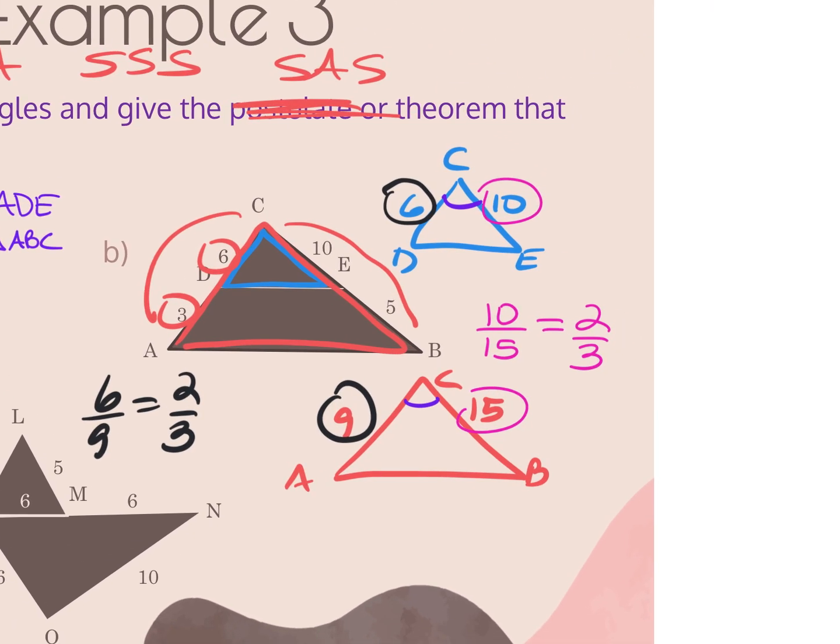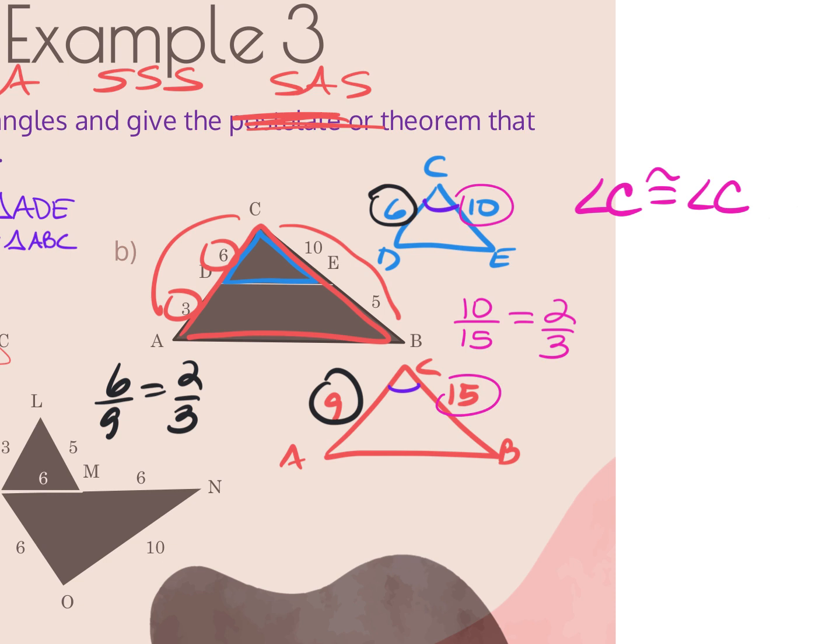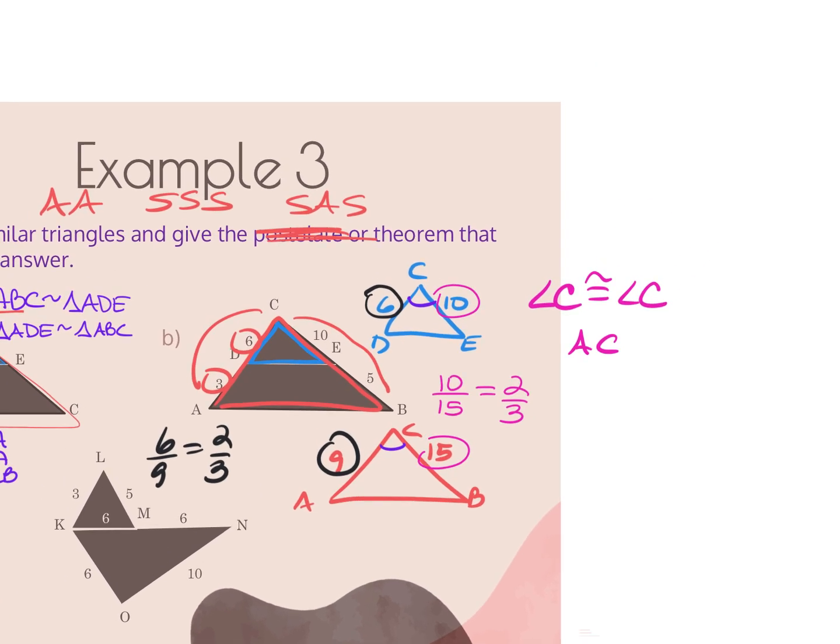So if you were writing a proof for this, you would be saying angle C is congruent to angle C. And then you would also show that side AC is going to be proportional to side CD, and that CE is going to be proportional to the BC because they both simplify 2 to 3.